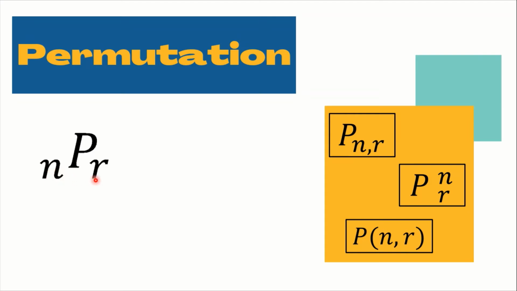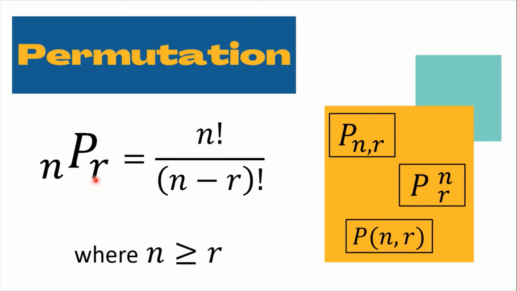And we will be using this formula to calculate the permutation of n objects. We have n factorial divided by n minus r factorial. Take note that n is greater than or equal to r.